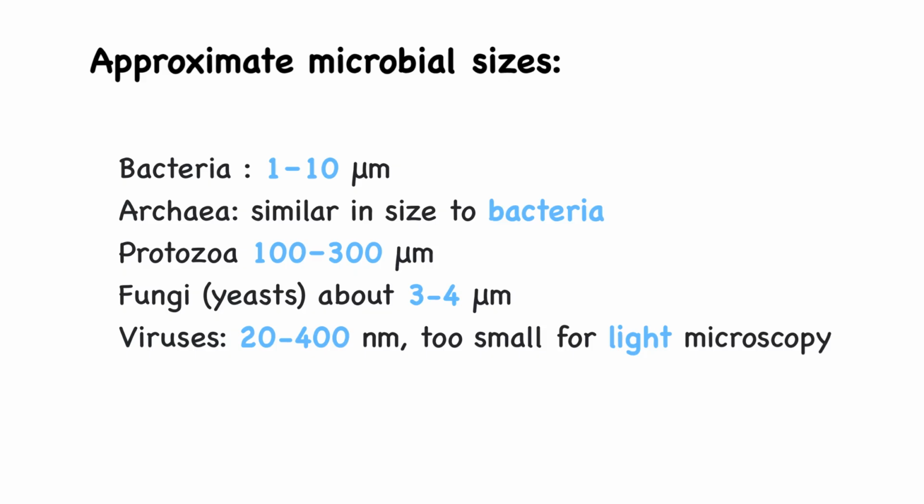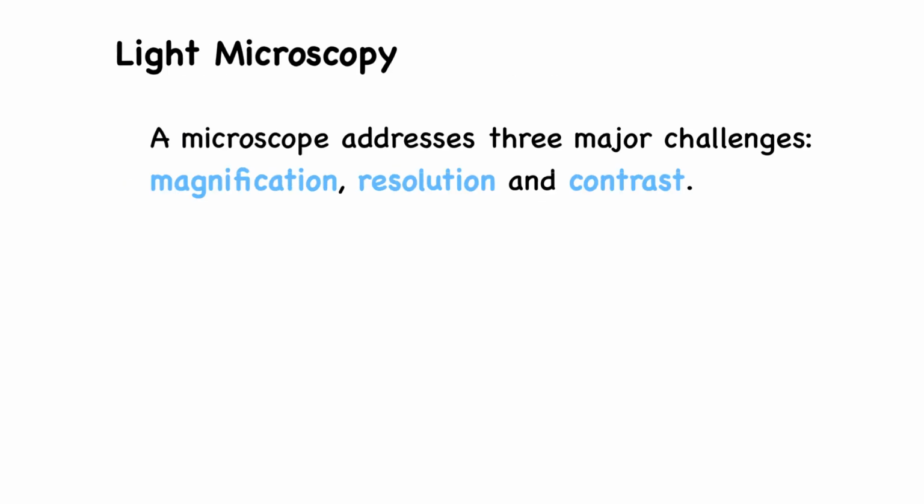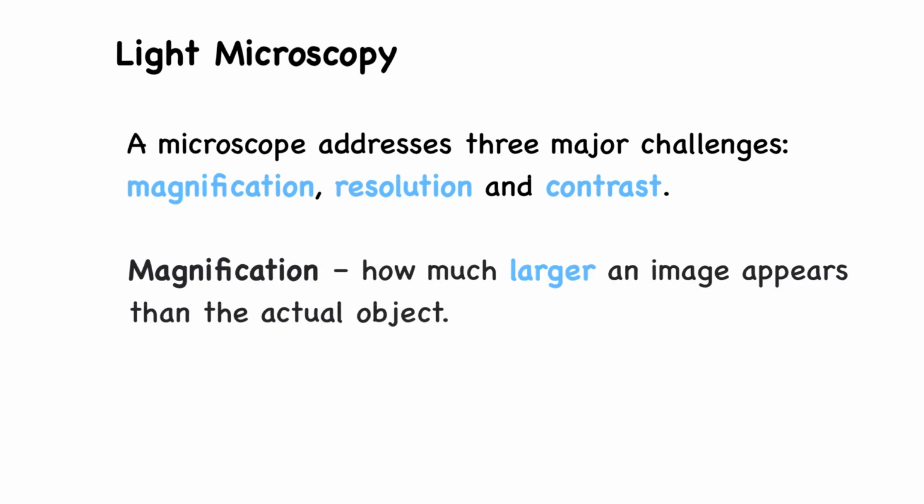Because these organisms push the limits of visibility, we rely on magnification and optical physics to see them clearly. A microscope doesn't just zoom in. It solves 3 huge problems: magnification, resolution, and contrast. Magnification is how much larger the image appears compared to the actual object.